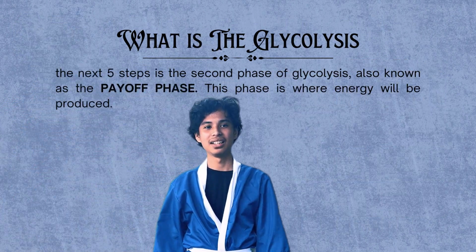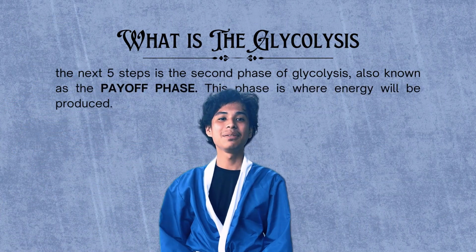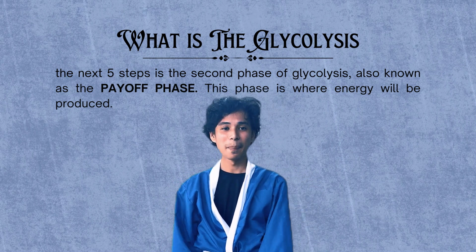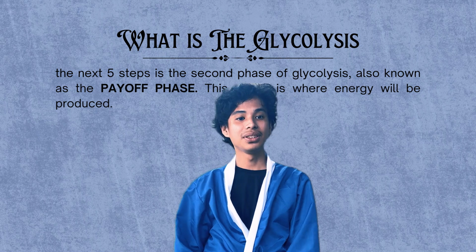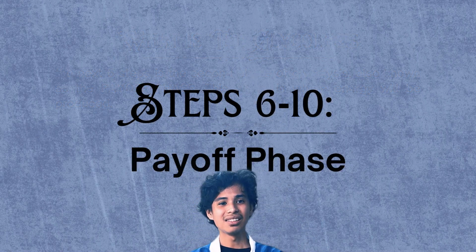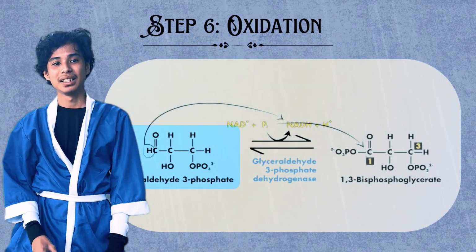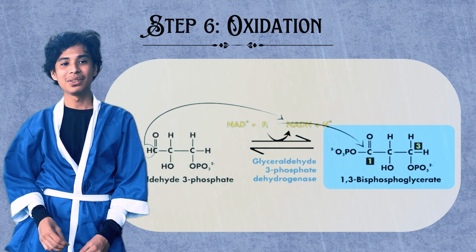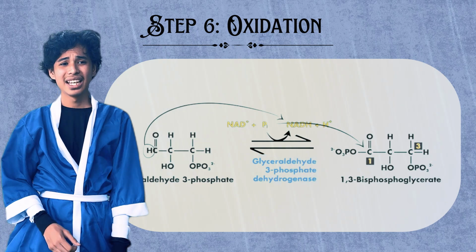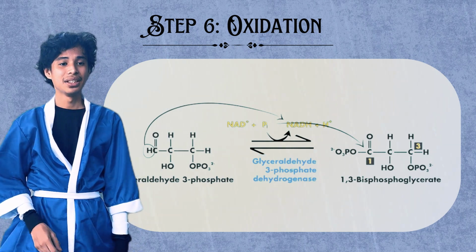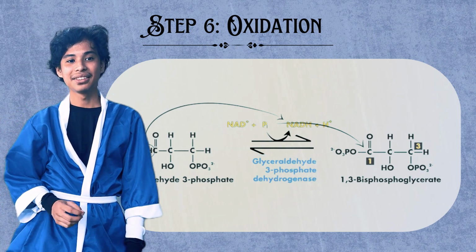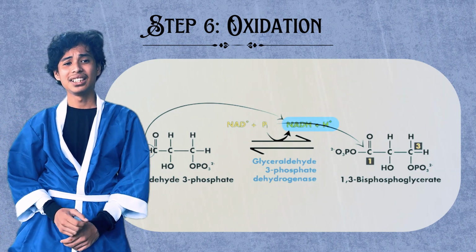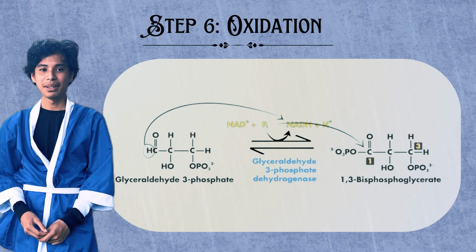Now, moving forward, the next 5 steps are the second phase of glycolysis, also known as the payoff phase. This phase is where the energy will be produced. Step 6 is called oxidation. In this step, both glyceraldehyde phosphates are oxidized to 1,3-bisphosphoglycerate by dehydrogenase. This step produces 1 NADH for each oxidized glyceraldehyde 3-phosphate, for a total of 2 NADH. These NADH are later used to produce more ATP for the cell.